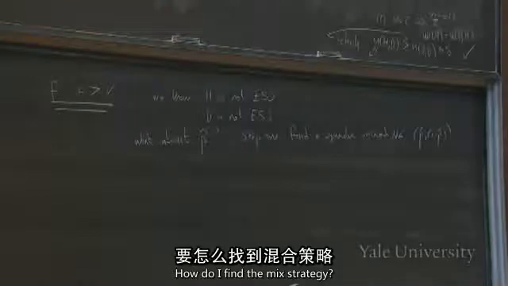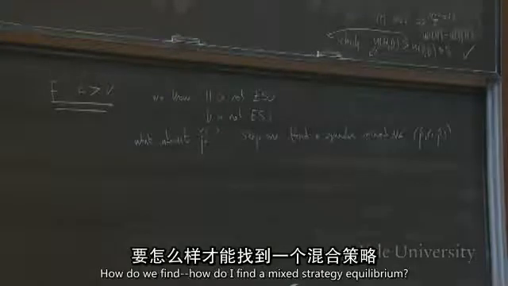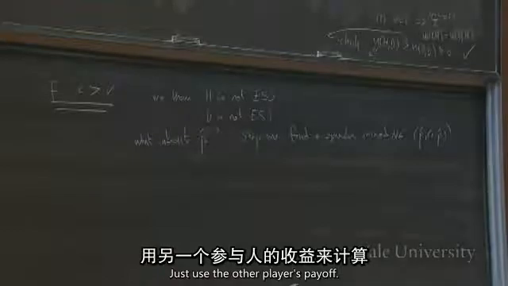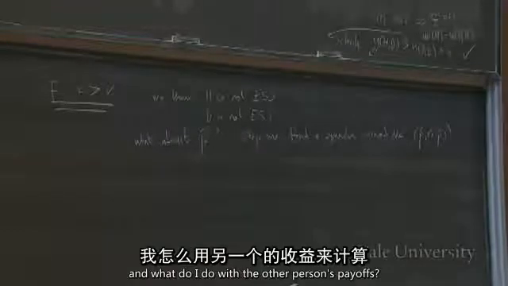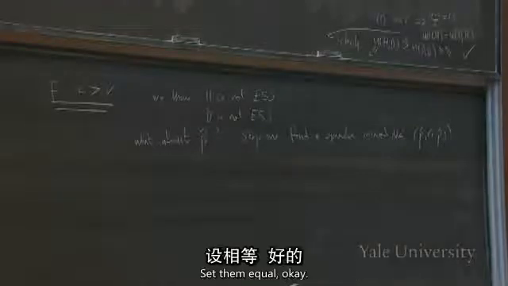How do I find a mixed strategy? Just find anybody. How do we find it? Yeah. How do I find a mixed strategy equilibrium? Just use the other player's payoff. I use the other player's payoffs, and what do I do with the other person's payoffs? You set them equal? Set them equal, okay?